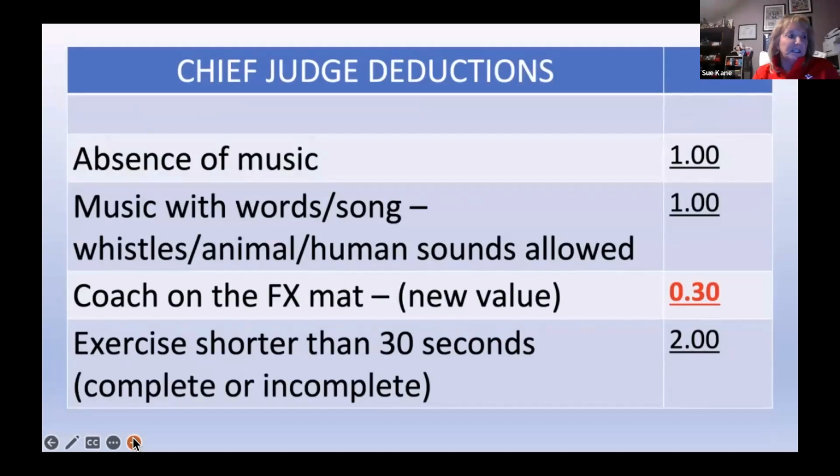Our chief judge deductions, absence of music is 1.0. Music with words or song is 1.0. We are allowed whistles or animal or human sounds. Coach on the floor, this is a new deduction for this year. It used to be 5, now it is 3. An exercise shorter than 30 seconds, complete or incomplete, is 2 points.